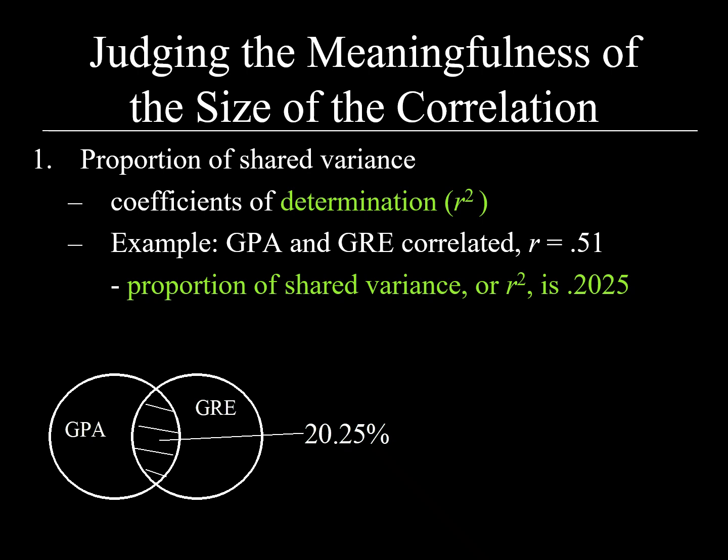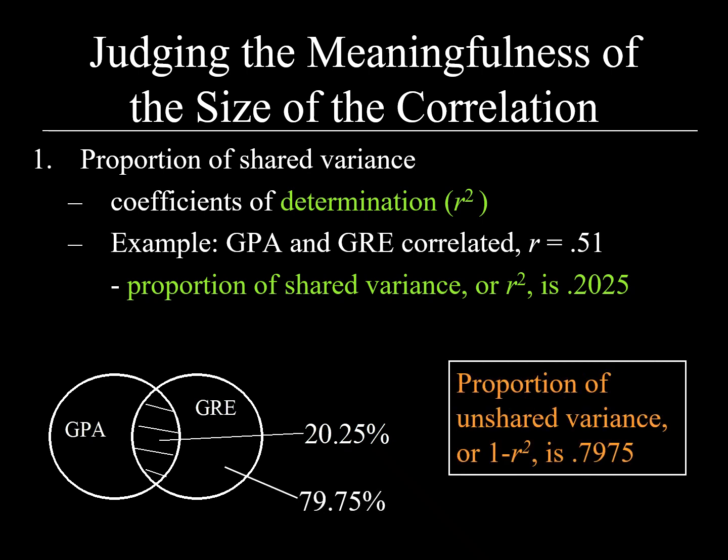I like to again refer to it, and you'll probably hear it in other lectures, as Vegas odds. Vegas odds are basically random or the house's advantage. What we're trying to do is push the favor in our favor against the house. So if we had to just guess at someone's GPA, we'd be explaining 0% of the variance. With GRE score in hand, we can explain about 20% of what's going on. If we want to figure out the proportion of unshared variance, we simply take 1 minus r squared. So in this case, the unexplained variance is 79.75 on either side.